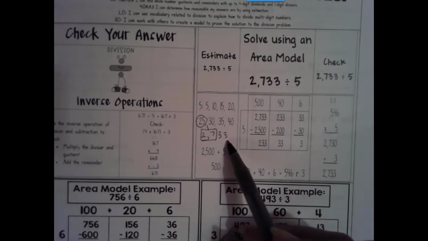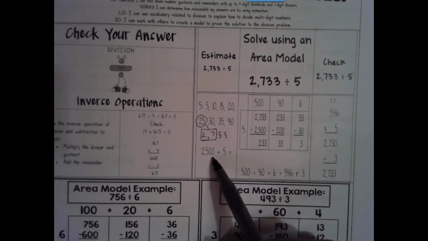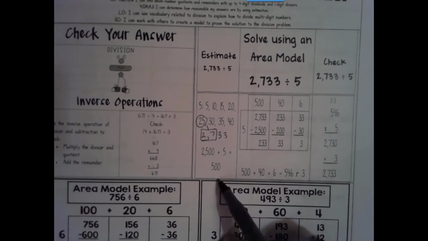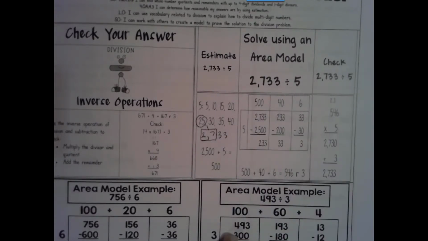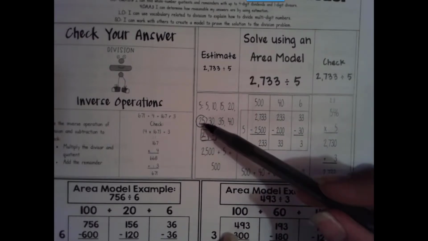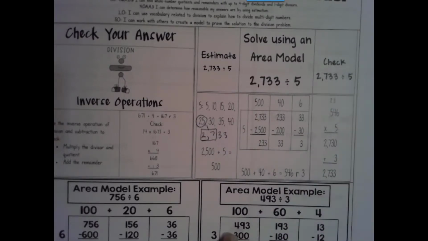We have 2 places after, so we need 2 placeholders. Then we divide by 5. We get 500. This went down, so this is a low estimation. And when our estimation's low, it's a good starting point.